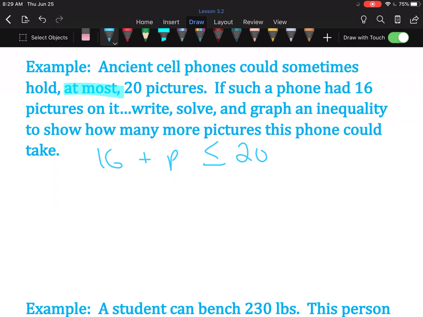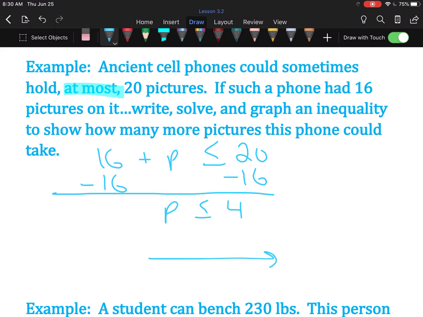Write the inequality. We have 16. We're taking up to p more pictures, but we cannot go over 20. So 16 plus p is less than or equal to 20. Solve. Well, that's simple. It's an addition problem. 16 is positive, so we will subtract it. We'll get p is less than or equal to 4. And graph. We plop down 0, we plop down 4. Less than or equal to gets filled in, arrow to the left.